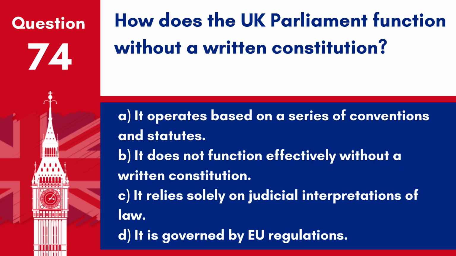Question 74. How does the UK Parliament function without a written constitution? A. It operates based on a series of conventions and statutes. B. It does not function effectively without a written constitution. C. It relies solely on judicial interpretations of law. D. It is governed by EU regulations.